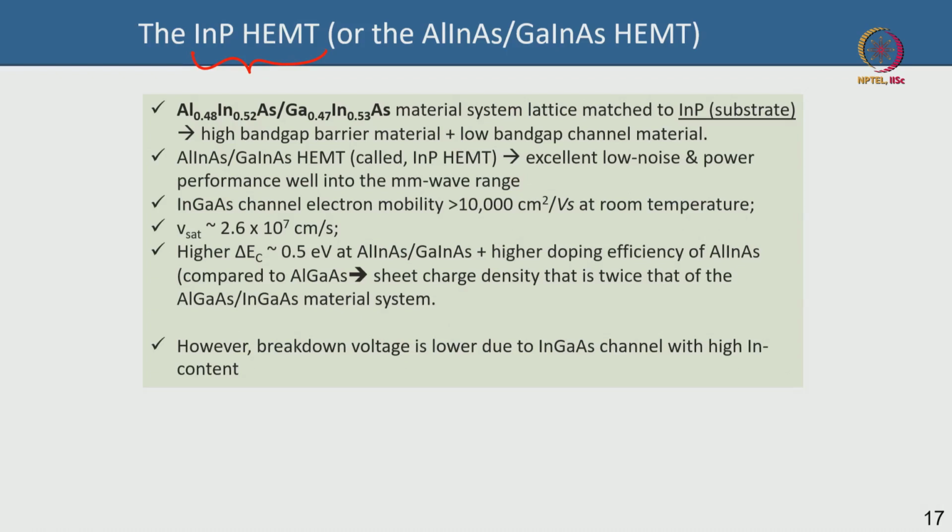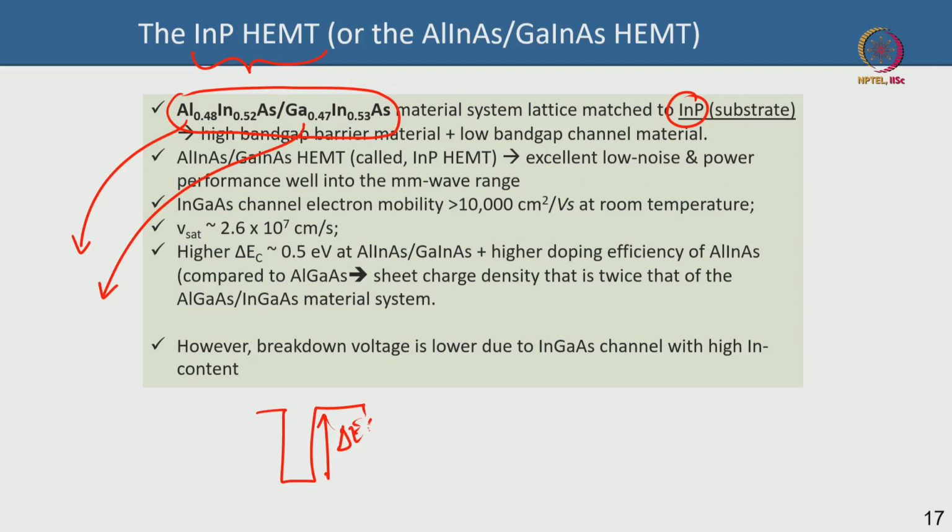So, people have found that the lattice constant of this is perfectly matched to the lattice constant of the indium phosphide substrate, which means it is no longer pseudomorphic, it is perfectly lattice matched: indium aluminum arsenide with 52% indium and 48% aluminum, and indium gallium arsenide with 53% indium and 47% gallium. This material has a 100% lattice matching with the indium phosphide substrate. Indium aluminum arsenide is a higher band gap material, and indium gallium arsenide is a much lower band gap material. So, the combination of high and lower band gap gives you a large delta EC.